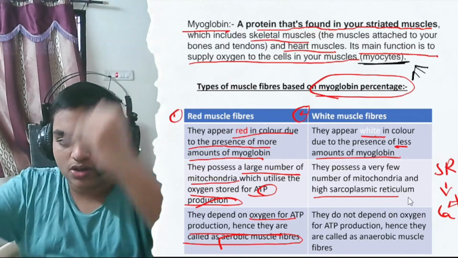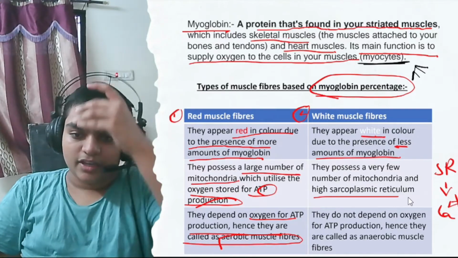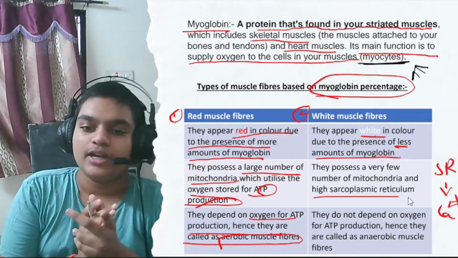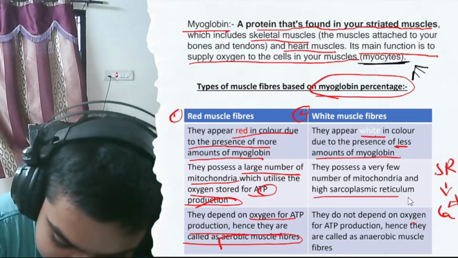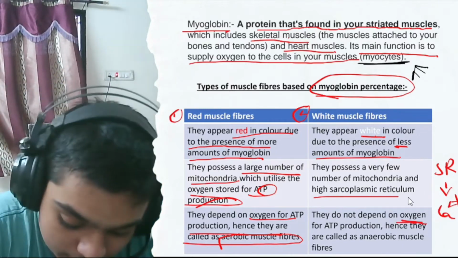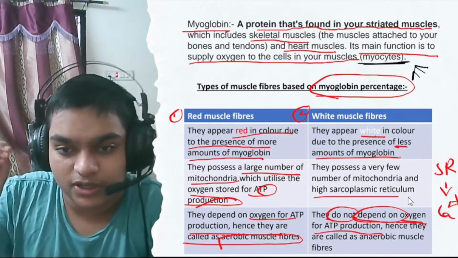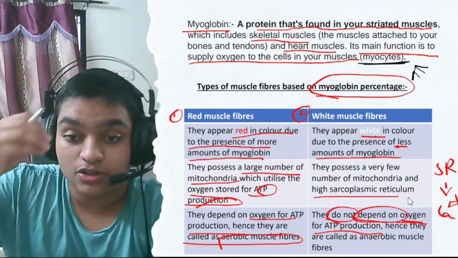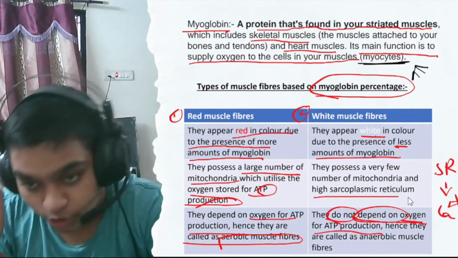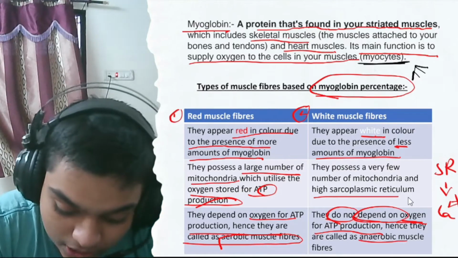If mitochondria are fewer, oxygen supply is less. If oxygen supply is less, that means less myoglobin. And if the oxygen supply is less, they do not at all depend on oxygen for ATP production. Any process which does not depend on oxygen for ATP production or energy release is termed an anaerobic process, and these muscles also follow the anaerobic process, hence they are called anaerobic muscle fibers.